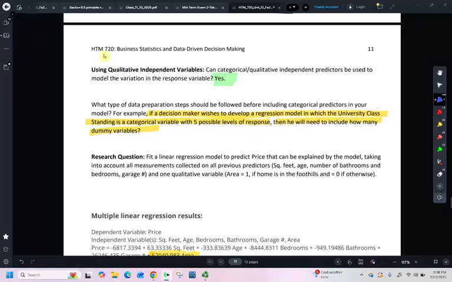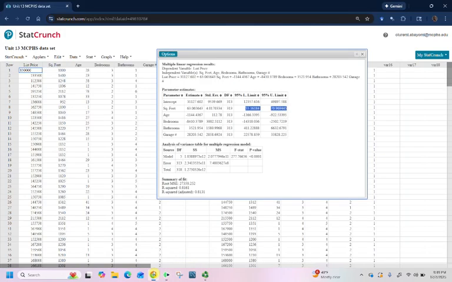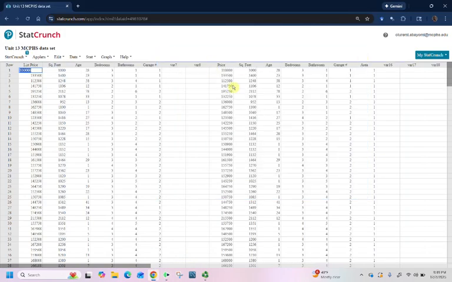We are going to look at the possibility of including categorical or qualitative independent predictors or variables to be used in explaining the variations in the response variable, which is our list price. Let's head over to StatCrunch and look at the dataset. This time I'm going to look at this version of the same dataset.